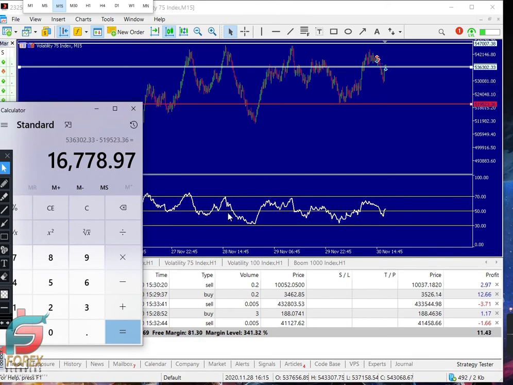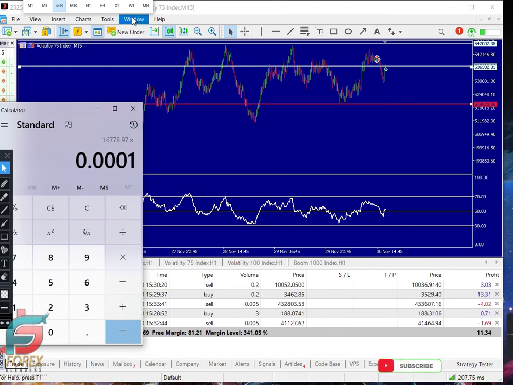So we lose 16,778 points. Okay, our minimum loss size is 0.05. If we use 0.05, let's see how much we're going to lose if the stop loss is hit. Our minimum loss size is 0.01, I think I'm right.